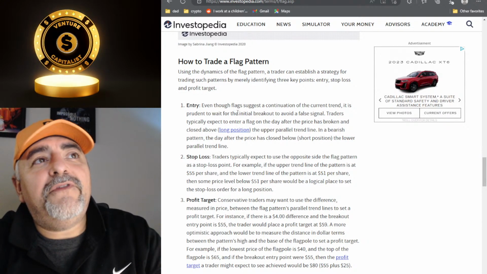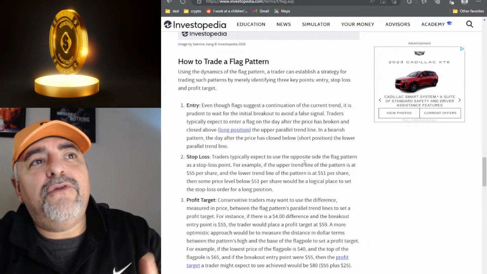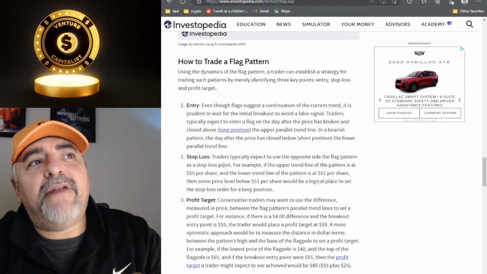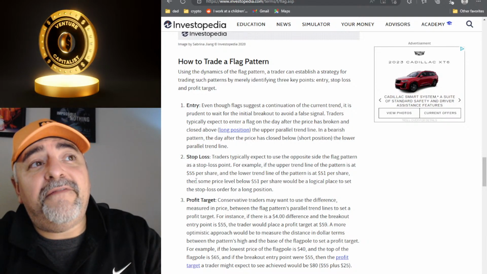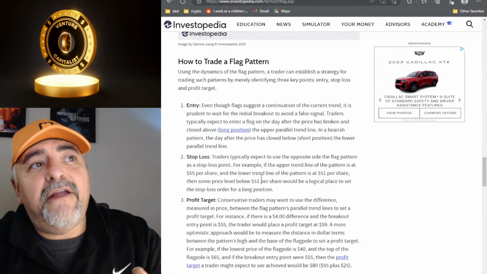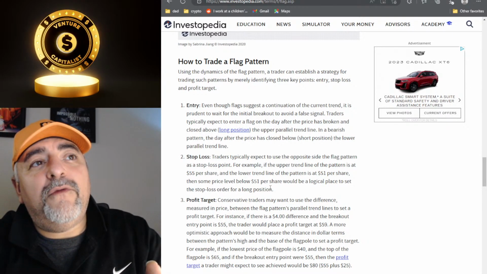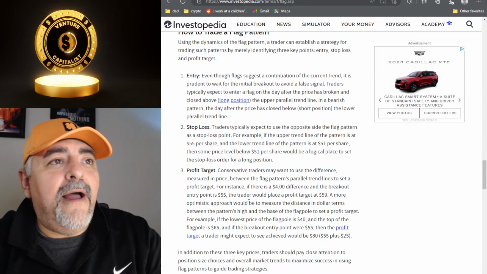It's very simple. Entry level is through the current trend. Stop loss: traders typically use the opposite end of the flag pattern as a stop loss point. For example, if the upper trend line of the pattern is 55 bucks per share and the lower trend line of the pattern is 51 per share, then some price below 51 per share would be a logical place to set a stop loss order for a long position, okay?